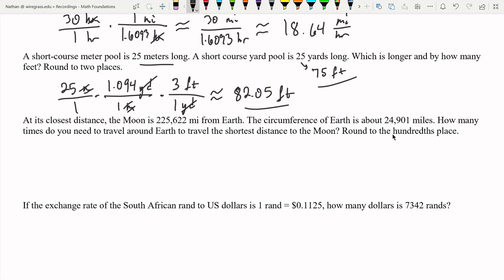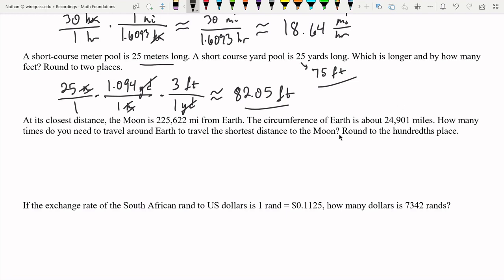Okay, at its closest distance, the moon is 225,622 miles from Earth. The circumference of Earth is about 24,901 miles. How many times do you need to travel around the Earth, so along the circumference, to travel the same distance as the shortest distance, this distance here, to the moon? So this is the distance we need to travel. And we can think of this, the circumference of the Earth is about this.